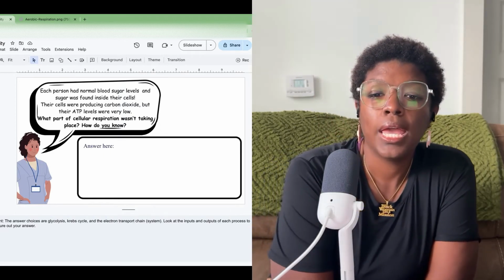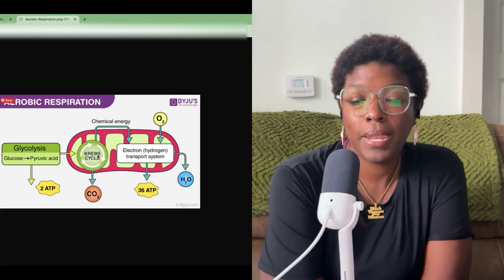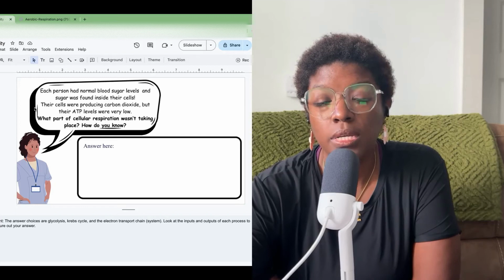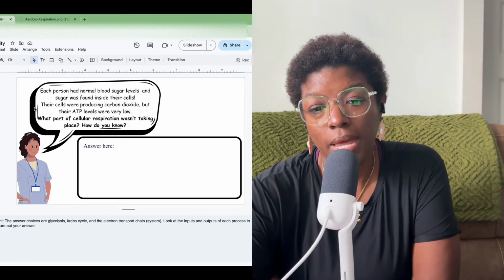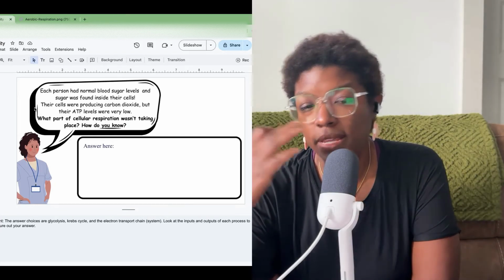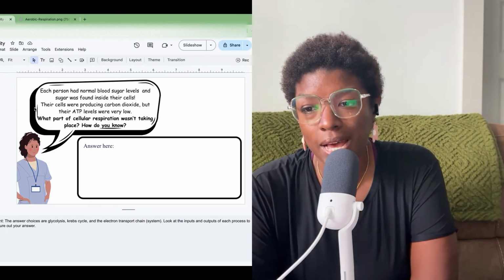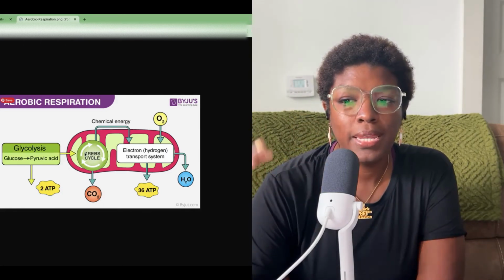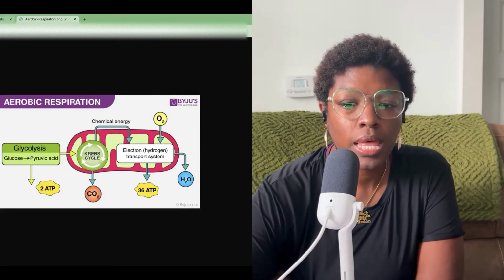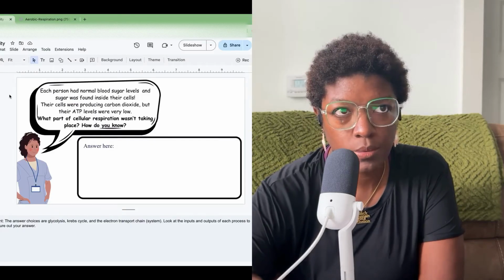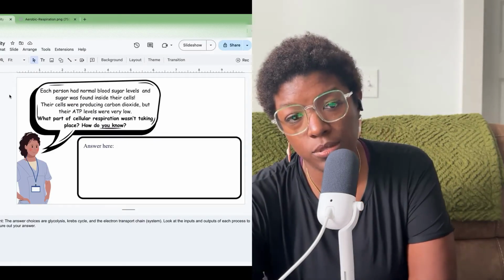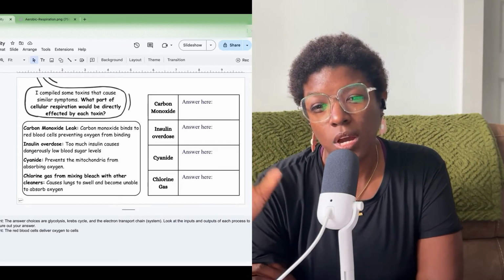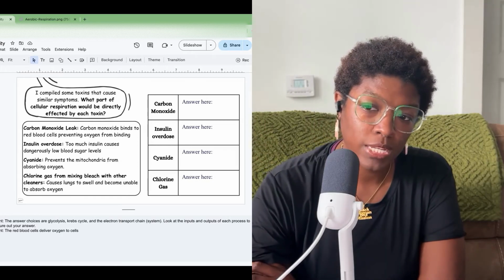And the next one says the cells are producing carbon dioxide, but ATP levels are very low. Looking back at this model, it shows them that the Krebs cycle has carbon dioxide as an output. That lets them know that if the carbon dioxide was still present, then the Krebs cycle must have at least kind of been happening. ATP levels are low. Glycolysis only produces a couple of ATP. Krebs cycle only produces a couple of ATP. The bulk of ATP is produced in the electron transport chain. And so the lower ATP levels are a red flag that something must have happened with the electron transport chain.